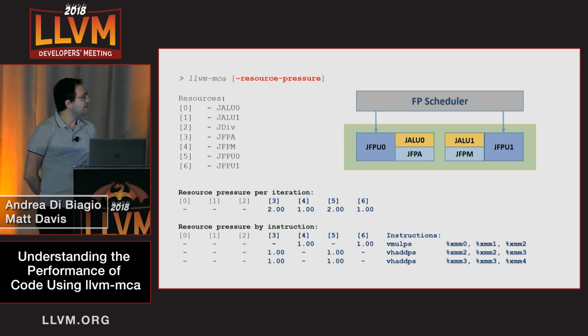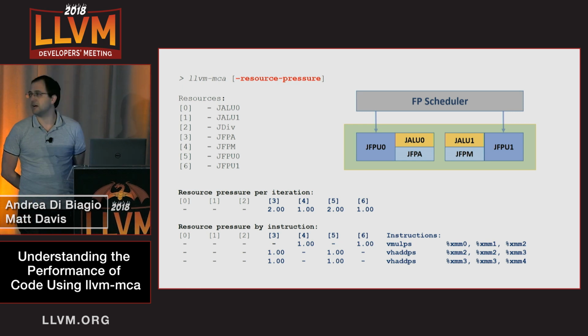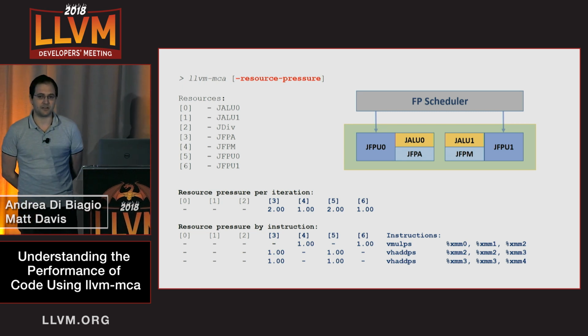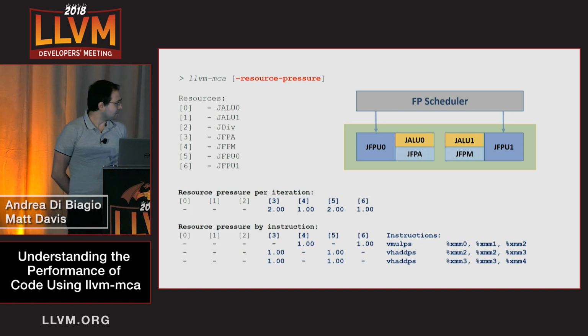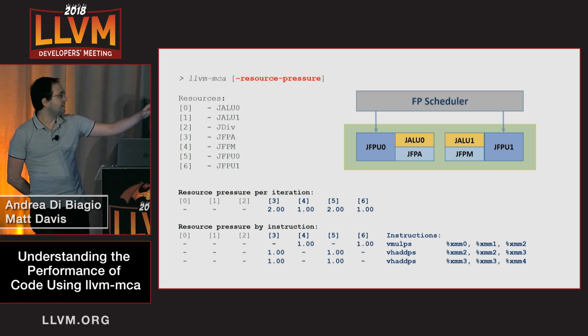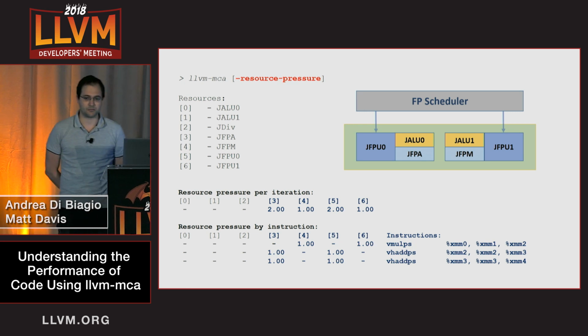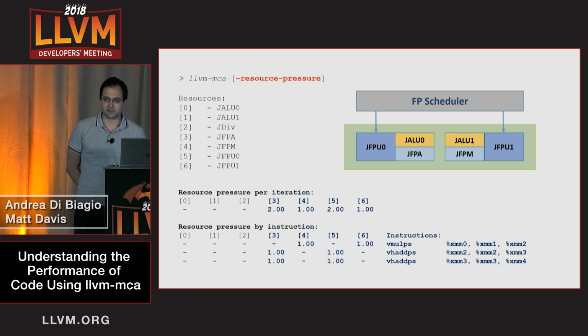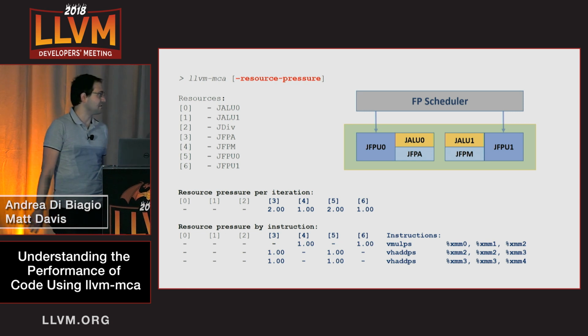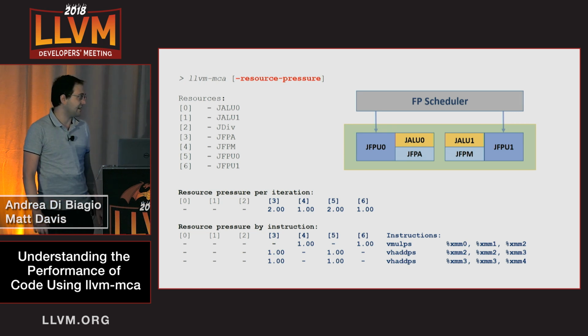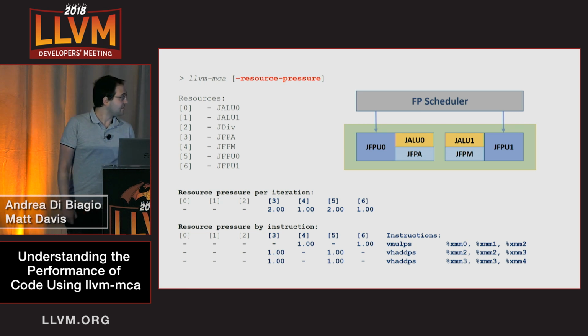In this case, we have resources named according to the naming convention in the machine scheduling models. We have tables where in the horizontal axis we have resources, and in the vertical axis we have so-called resource cycles. These cycles are effectively cycles consumed by instructions. For example, if we refer to the last table down there, we have the averages on every specific resource. And then we have the cumulative numbers in the first table.